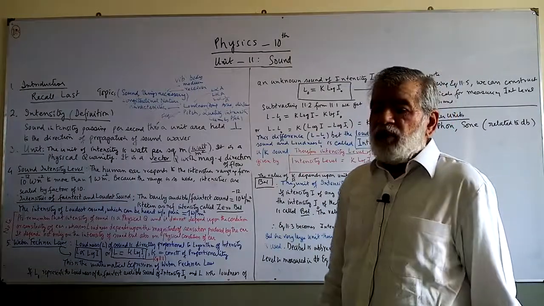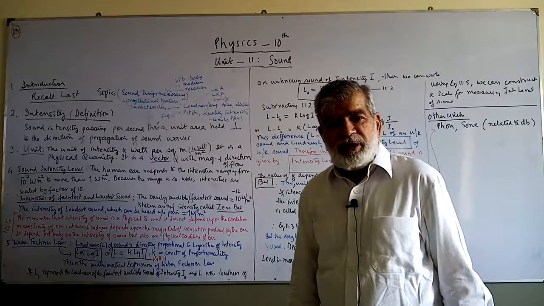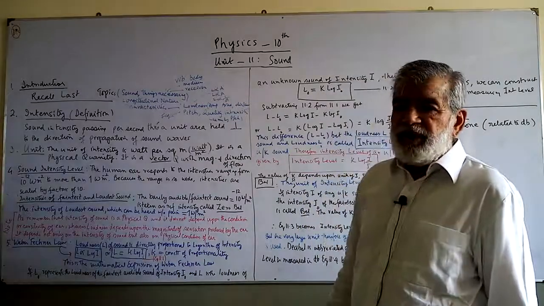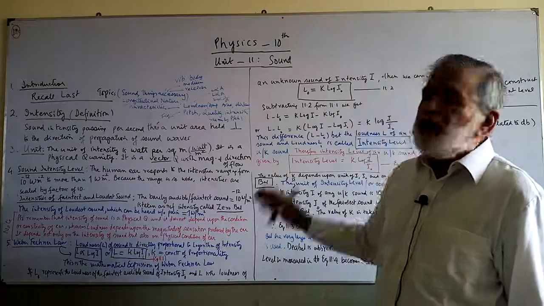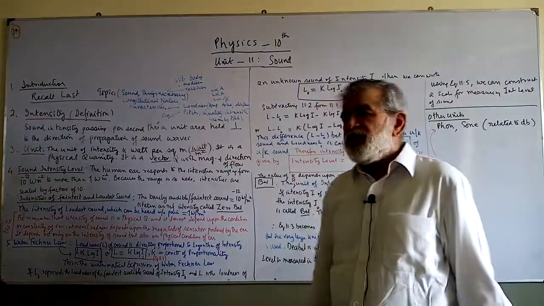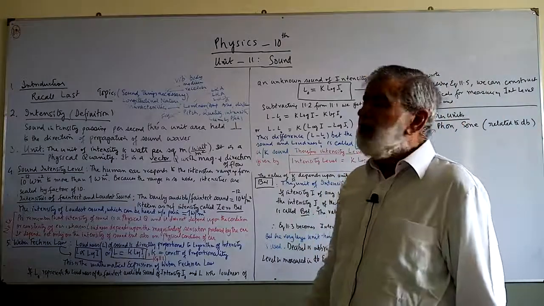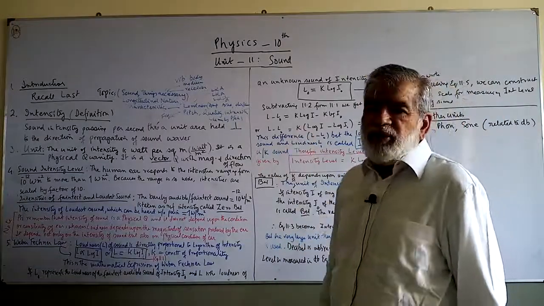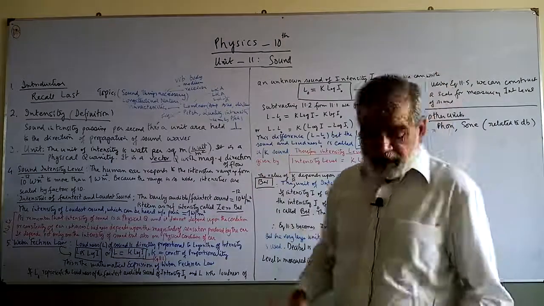Well, students, yesterday we covered sound. What is sound? How is sound produced? What is the psychological meaning of sound? What is the physical meaning of sound? What are the things necessary for the production of sound? We underlined three things: a vibrating body, a material medium, and a receiver.